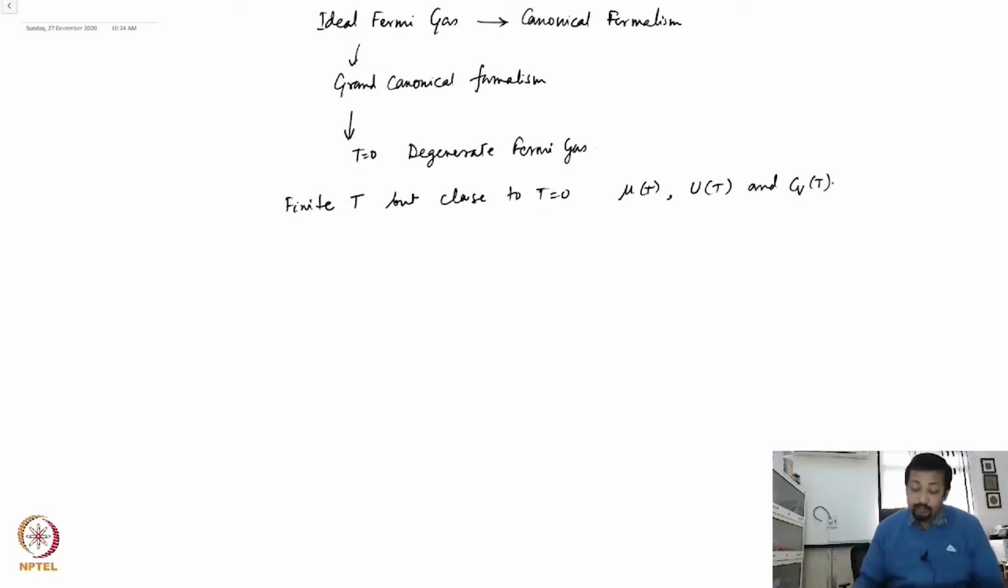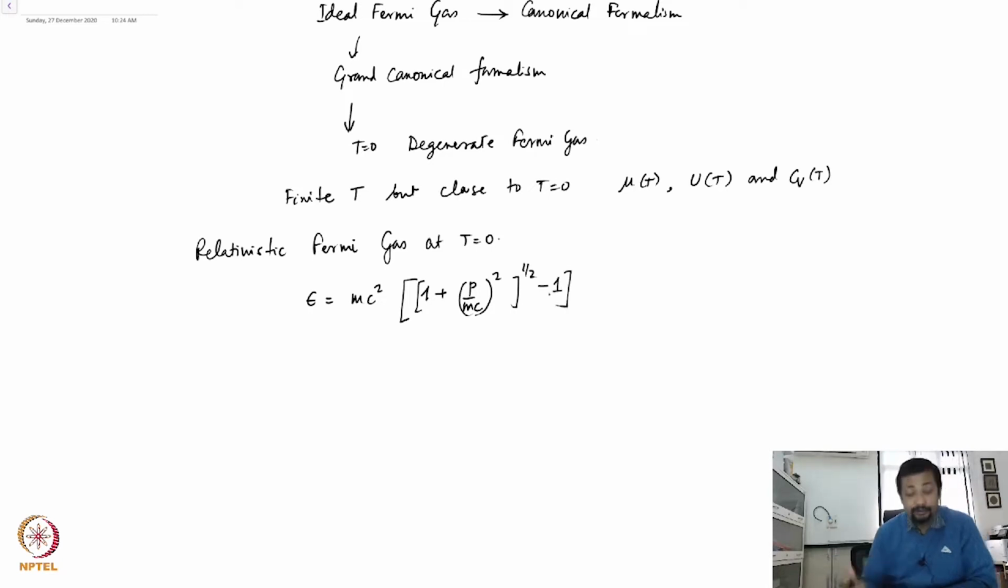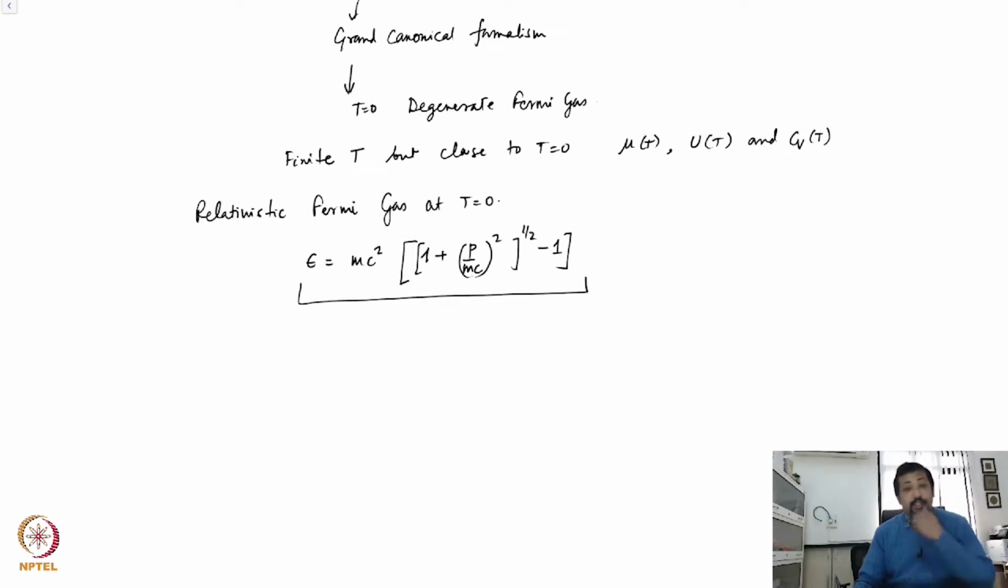In the current lecture, what we are going to do is we are going to study a relativistic Fermi gas at T is equal to 0, so that we can write down this as mc square times (1 plus (p over mc) whole square) to the power half, minus 1, and here I have taken care of the rest mass. I have subtracted it out in this relation. So I want to study how this Fermi gas is going to behave at T equal to 0.